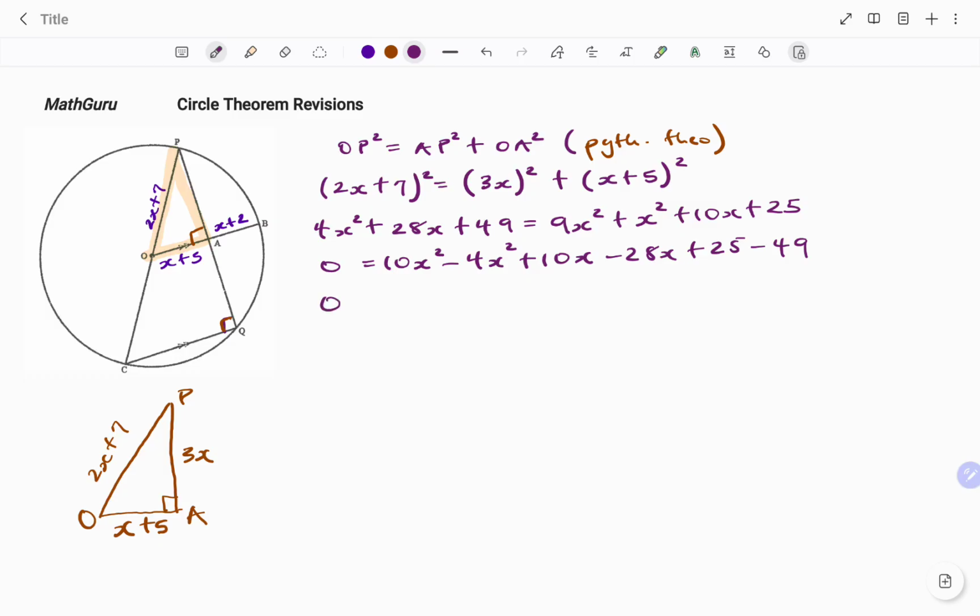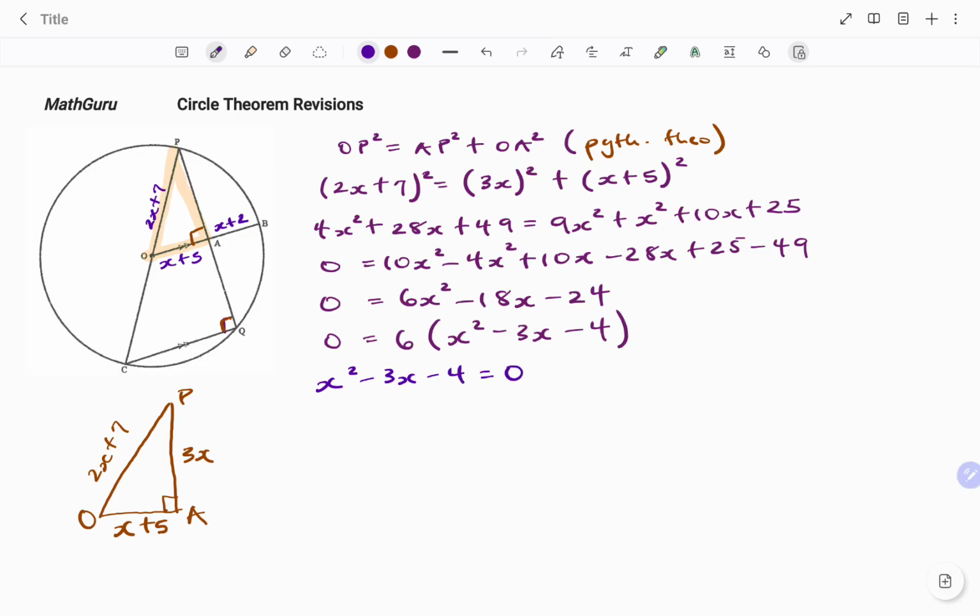Therefore, 0 equals 6x squared minus 18x minus 24. To make it easy, I'm going to divide all the terms by the common factor, which is 6. That's x squared minus 3x minus 4. If I divide both sides by 6, the 6 falls away, so I'm left with the quadratic equation, x squared minus 3x minus 4 equals 0.